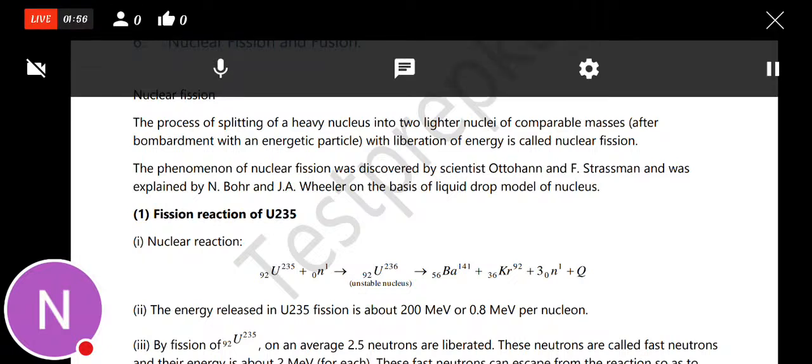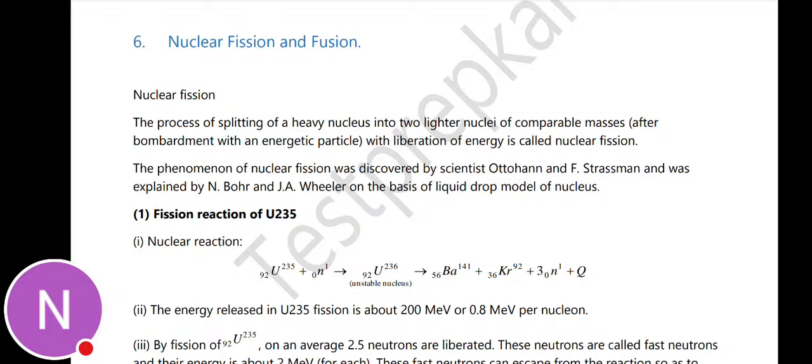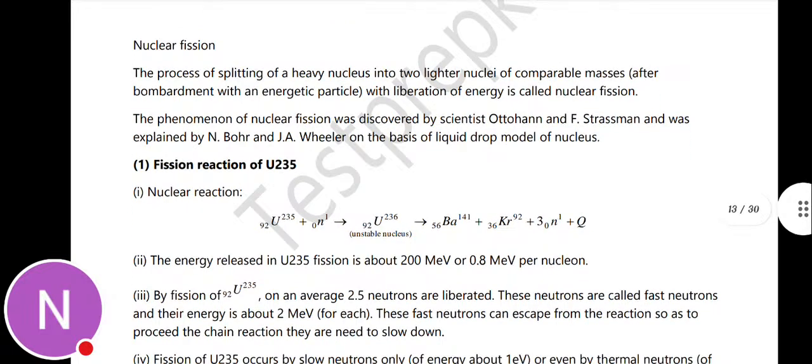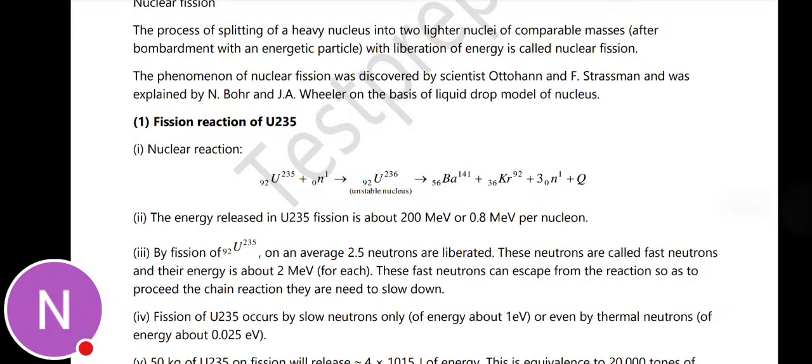So when the heavy nucleus is separated, it becomes two lighter nuclei, and that is called nuclear fission. This nuclear fission was discovered by the scientists Otto Hahn and F. Strassmann, and it was explained by N. Bohr and J. A. Wheeler on the basis of the liquid drop model of the nucleus.